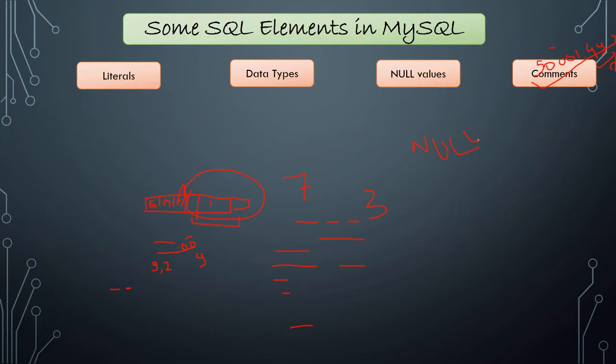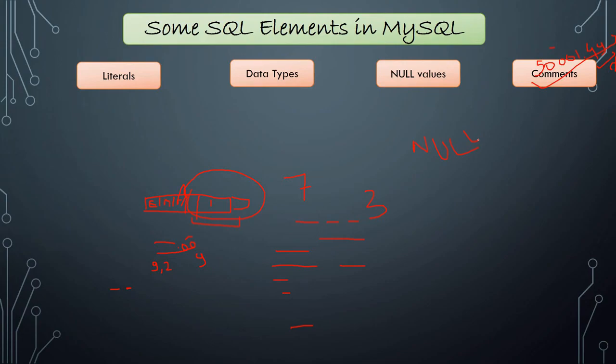So in today's class, we learned about 4 different types of SQL elements in MySQL, that are literals, data types, null values, and comments. In literals, we have 2 types: one is character, the other one is numeric. Basically, a literal is a constant, or you can say a fixed value. Next we have data types. Data type means what kind of data we are storing. In data types, we have numeric data types, then string and date and time data types.